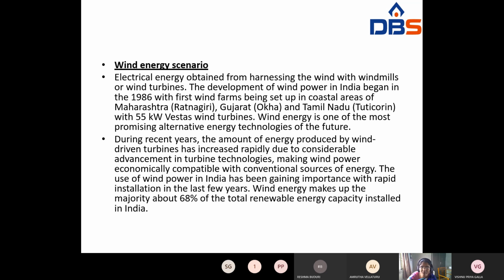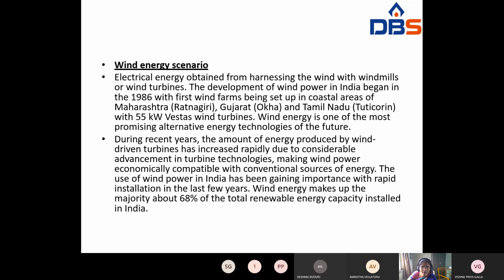The development of wind power in India began in 1986. The first wind farms were set up in the coastal areas of Maharashtra. In 1986, electrical power generation from wind energy started in Maharashtra, Gujarat, and Tamil Nadu. At that time, 55 kilowatts were produced using Vestas wind turbines, a wind turbine manufacturing company.